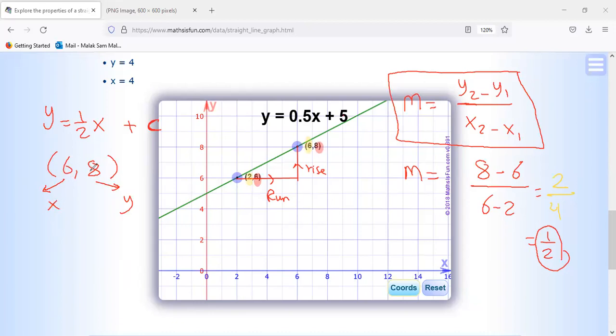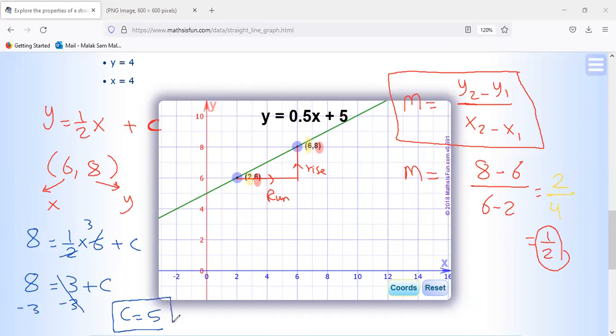So instead of x, you write 6, and instead of y, you write 8 in the equation. So 8 equals half times 6 plus c. Half times 6 equals what? 3. So 8 equals 3 plus c. How can we get c? Subtract 3 from both sides, so c equals 5. Now we have the gradient and we have the y-intercept.